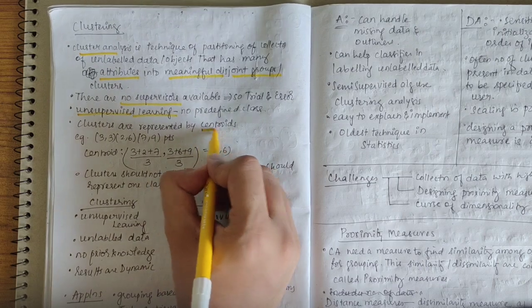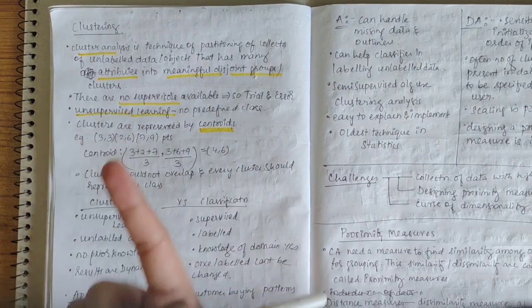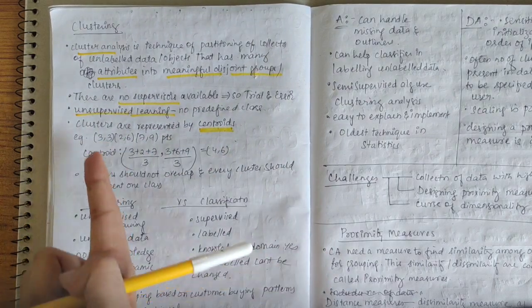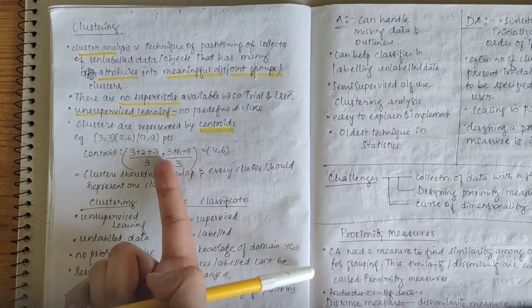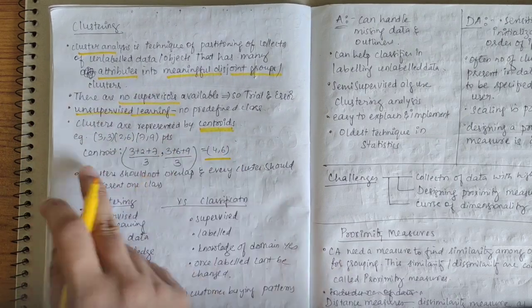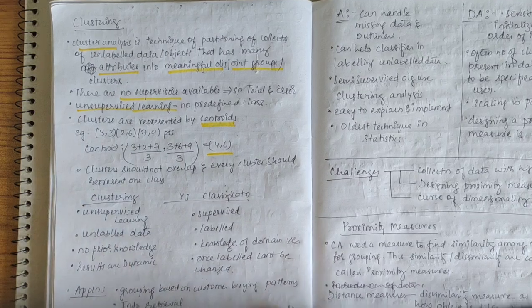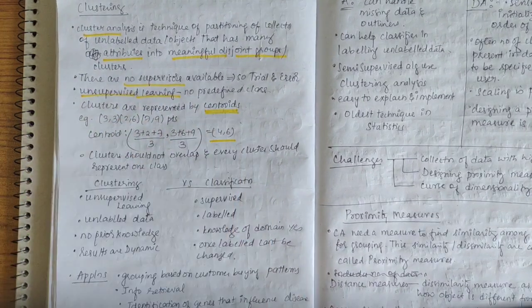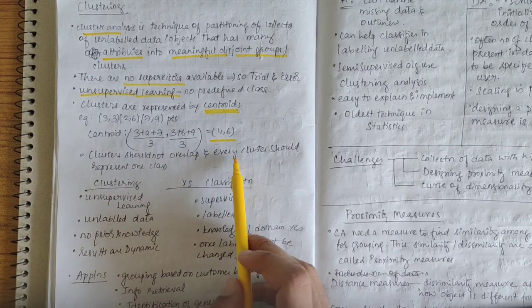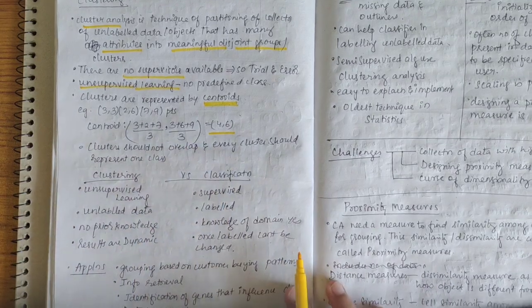So clusters are represented by centroids. If I have these 3 points, I need to calculate the centroid. So (3 plus 2 plus 7) by 3, (3 plus 6 plus 9) by 3. I would get 4 by 6. So this is the centroid for this cluster. Or we can say that these points fall under this cluster. Clusters should not overlap and each cluster should represent one class.